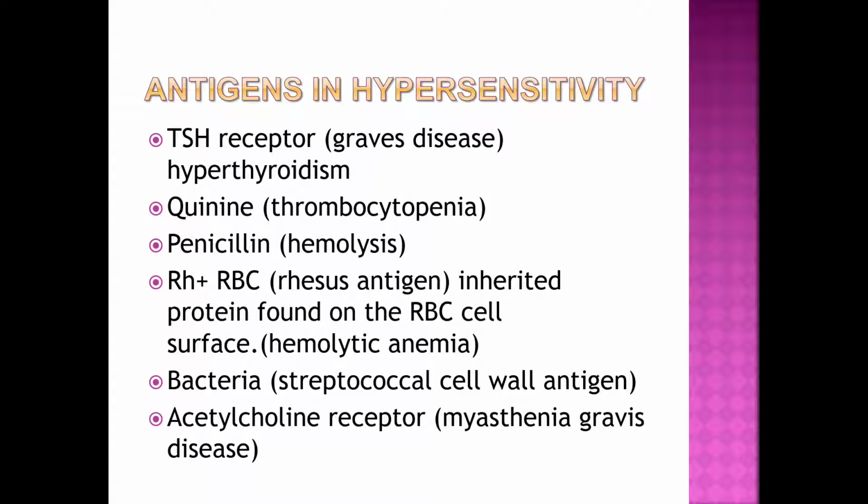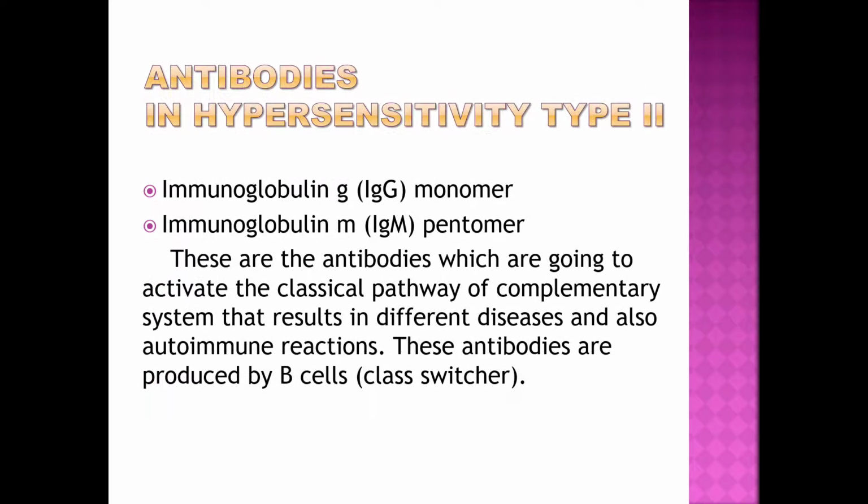One of the antigens, like maybe quinine, results in thrombocytopenia, or penicillin, which leads to hemolysis. These are the antigens that, when bound to the antibodies, will activate the complement system. How does it do it? We'll study in the next slides. But these antigens are responsible for disorders and diseases in our body, the same as others.